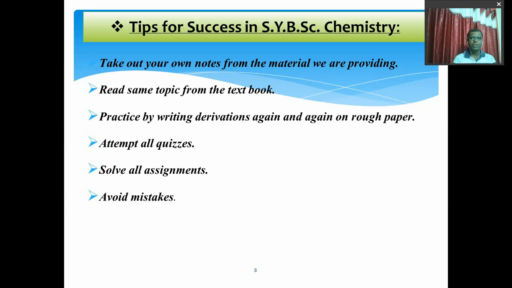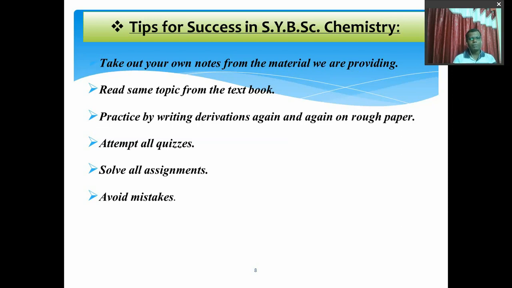I will ask you all to take out your own notes from the material that we are providing you. Definitely at the end of each topic, at the end of each lecture, we are going to provide some material to you. But again, I will request you all to take out your own notes as per your understanding, and definitely it will be more beneficial for you, because if you take out notes as per your understanding, then it will be easier to understand.